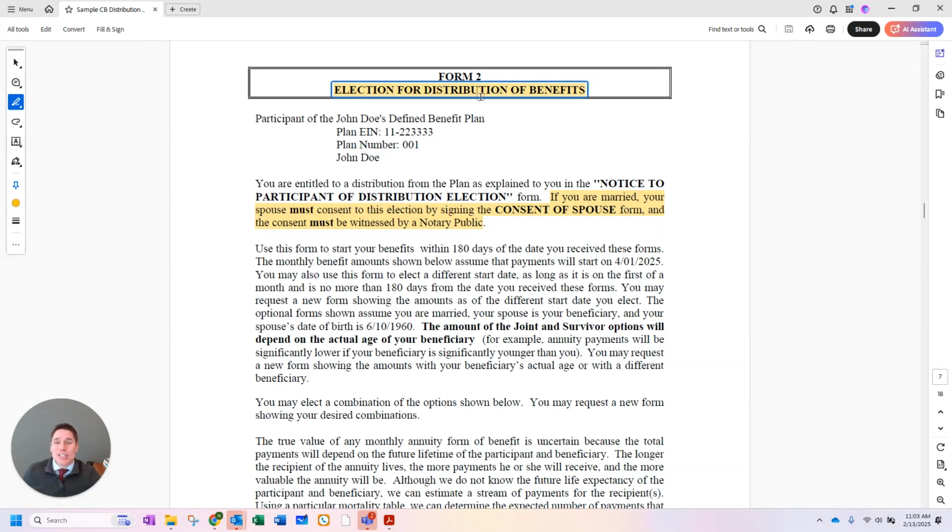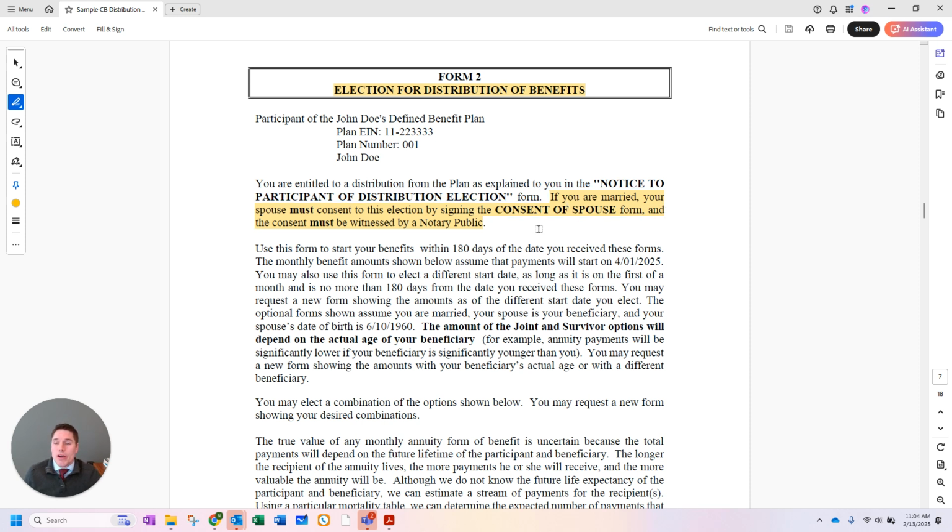Form number 2, election for distribution of benefits. So here's an important thing. Again, you've got 2 options. Do I roll it over into an IRA or into the employer plan, in other words, the 401k plan, or do I take the money and purchase an annuity from an insurance company and then get an annuity for the rest of my life?